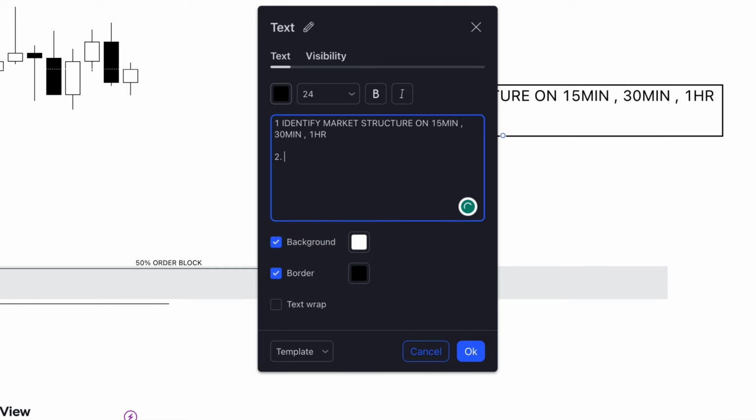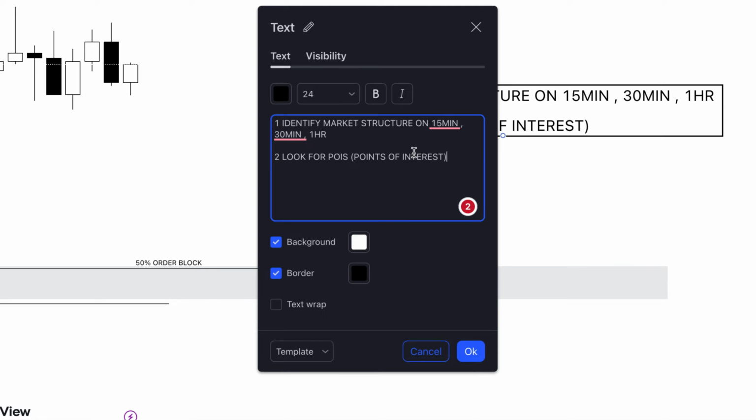Then 2, after you identify your market structure, look for POIs. And now what I mean by POIs is it stands for point of interest, points of interest. So points of interest, okay? And your points of interest are areas that you're looking to trade, areas that you're interested in trading, like supply and demand zones, fair value gaps, order blocks, things like that, okay? So step 2, look for POIs, points of interest.